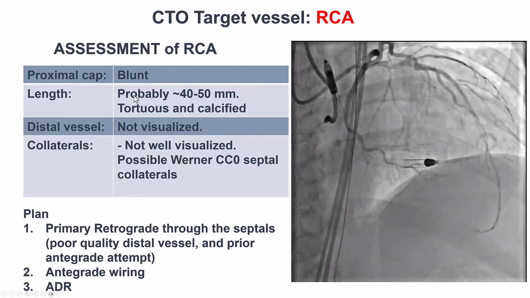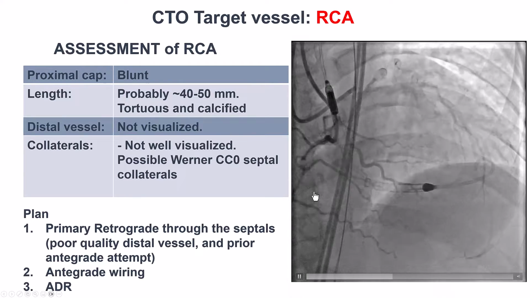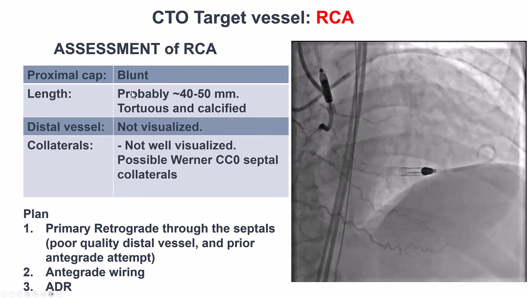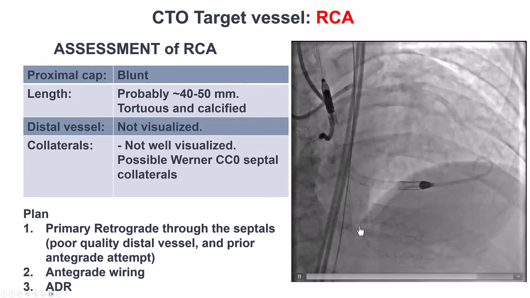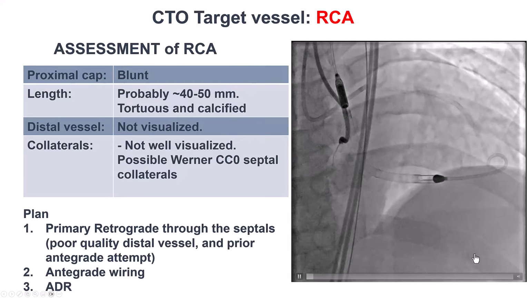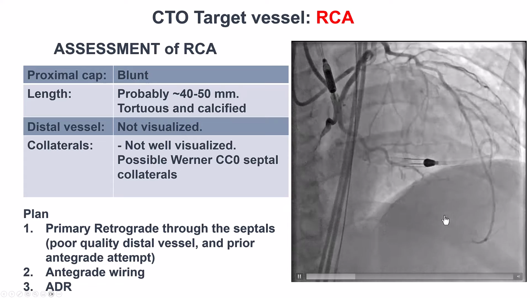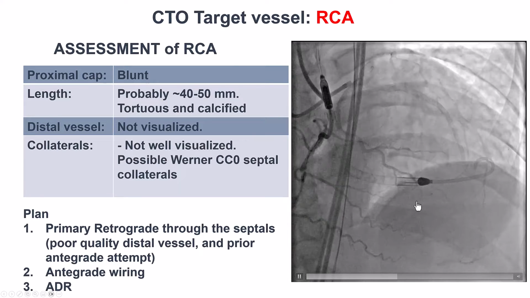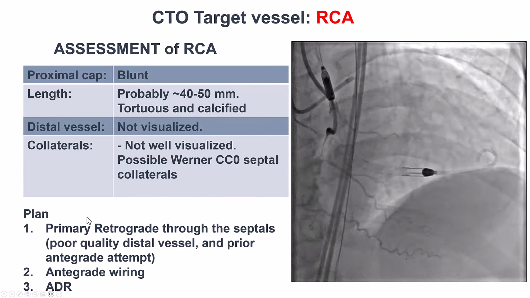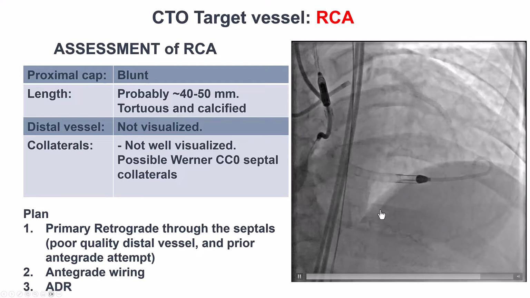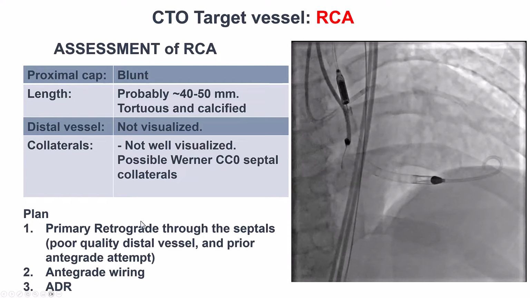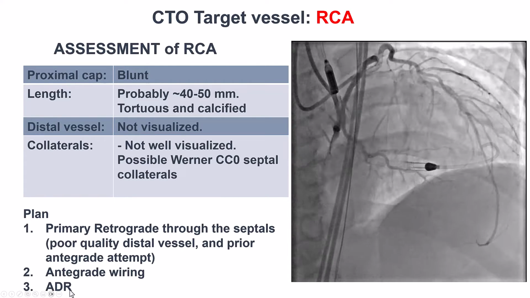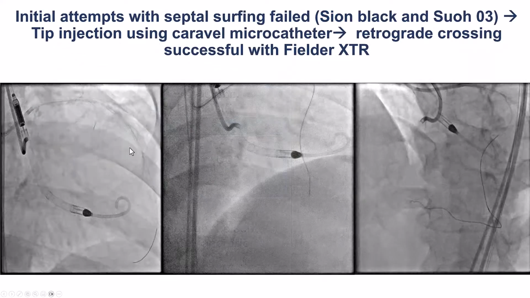So what we have is a patient with a CTO of the proximal to mid RCA. This is a blunt stump, length about 40 to 50 millimeters, not visualizing the distal vessel, and there are some septal collaterals. Hence our plan, given the poor visualization of the distal vessel, is to go with a primary retrograde approach. If that failed, then try antegrade.